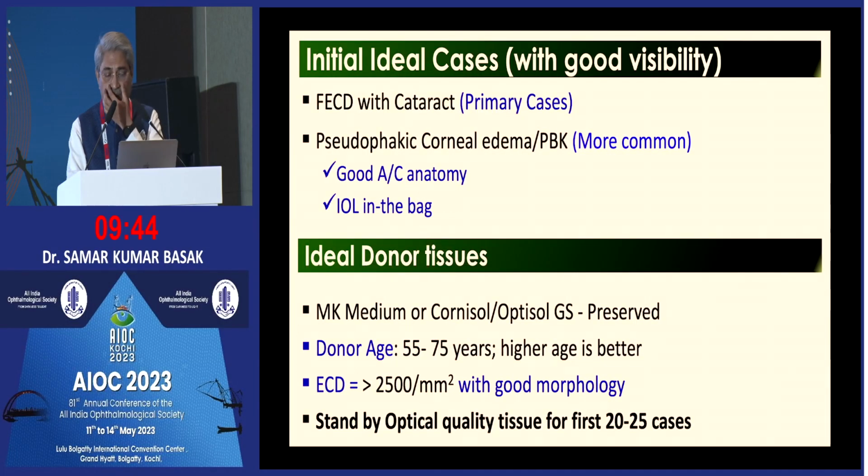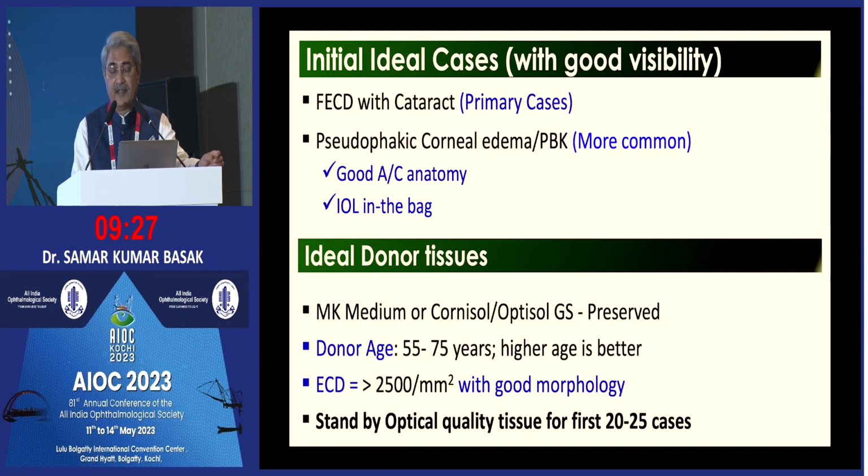So, initially, the ideal donor tissue: I use any type of tissue, like MK medium, Cornisol, Optisol preserved tissue. Donor age preferably 55 to 75 for the beginner surgeon.